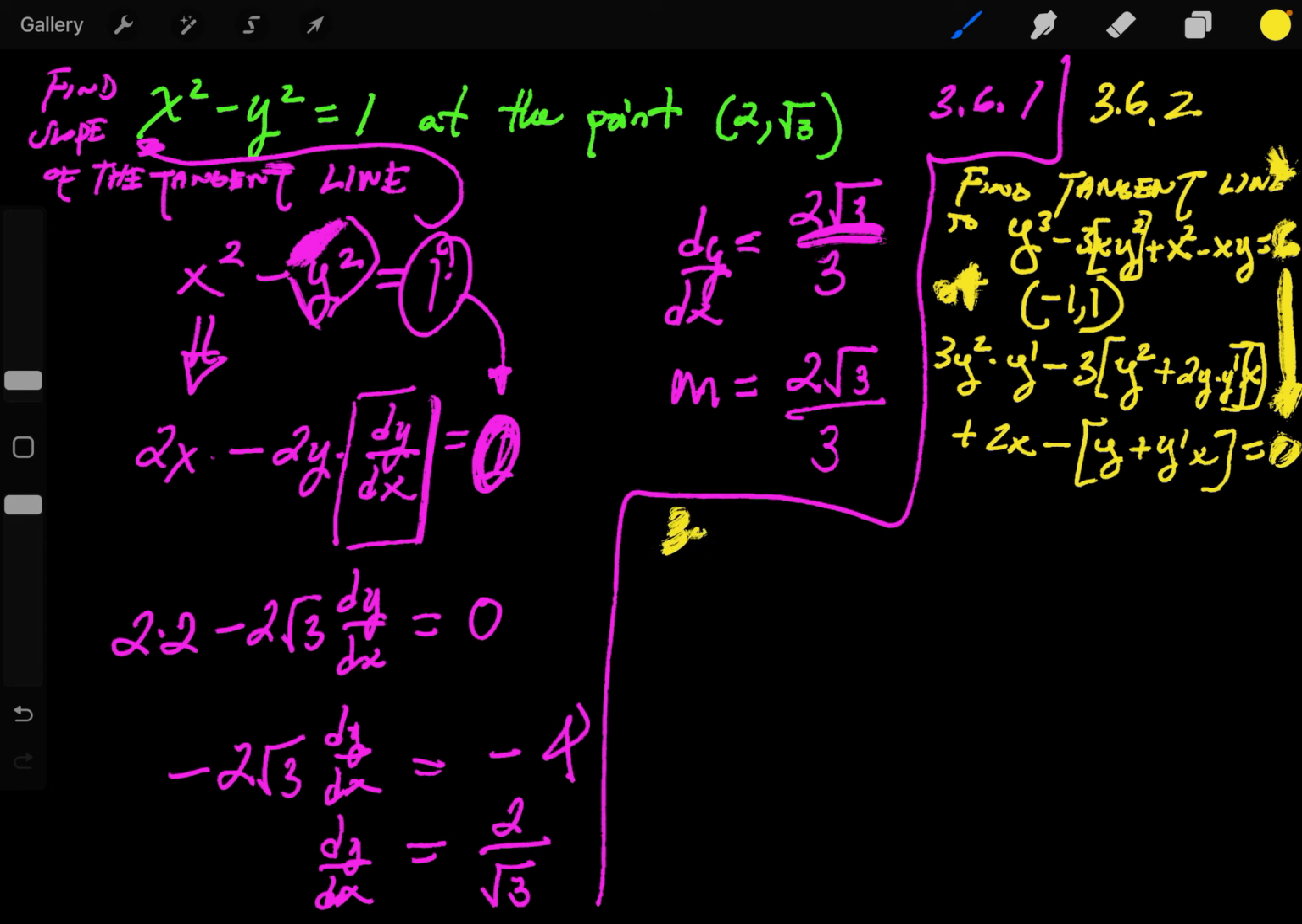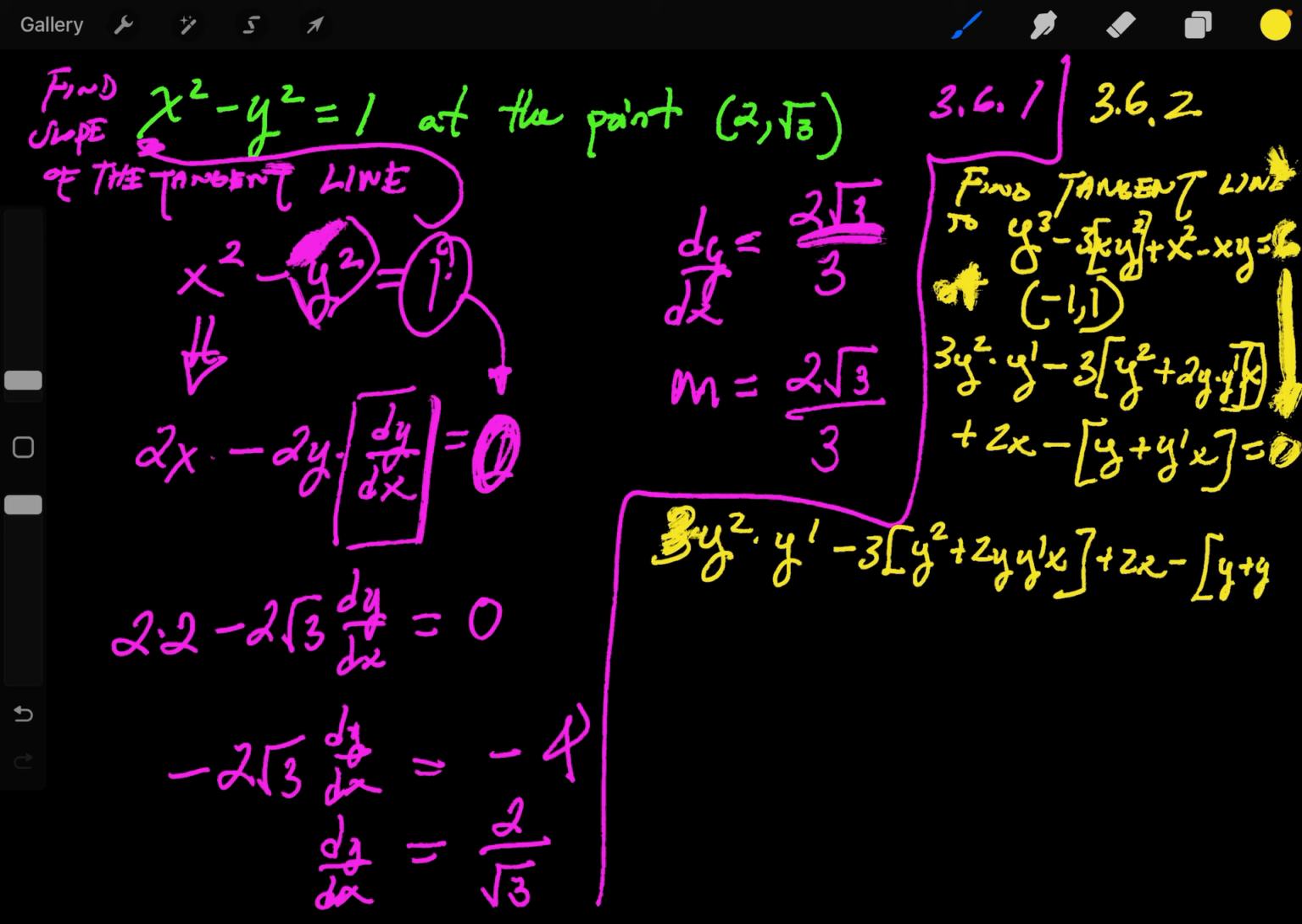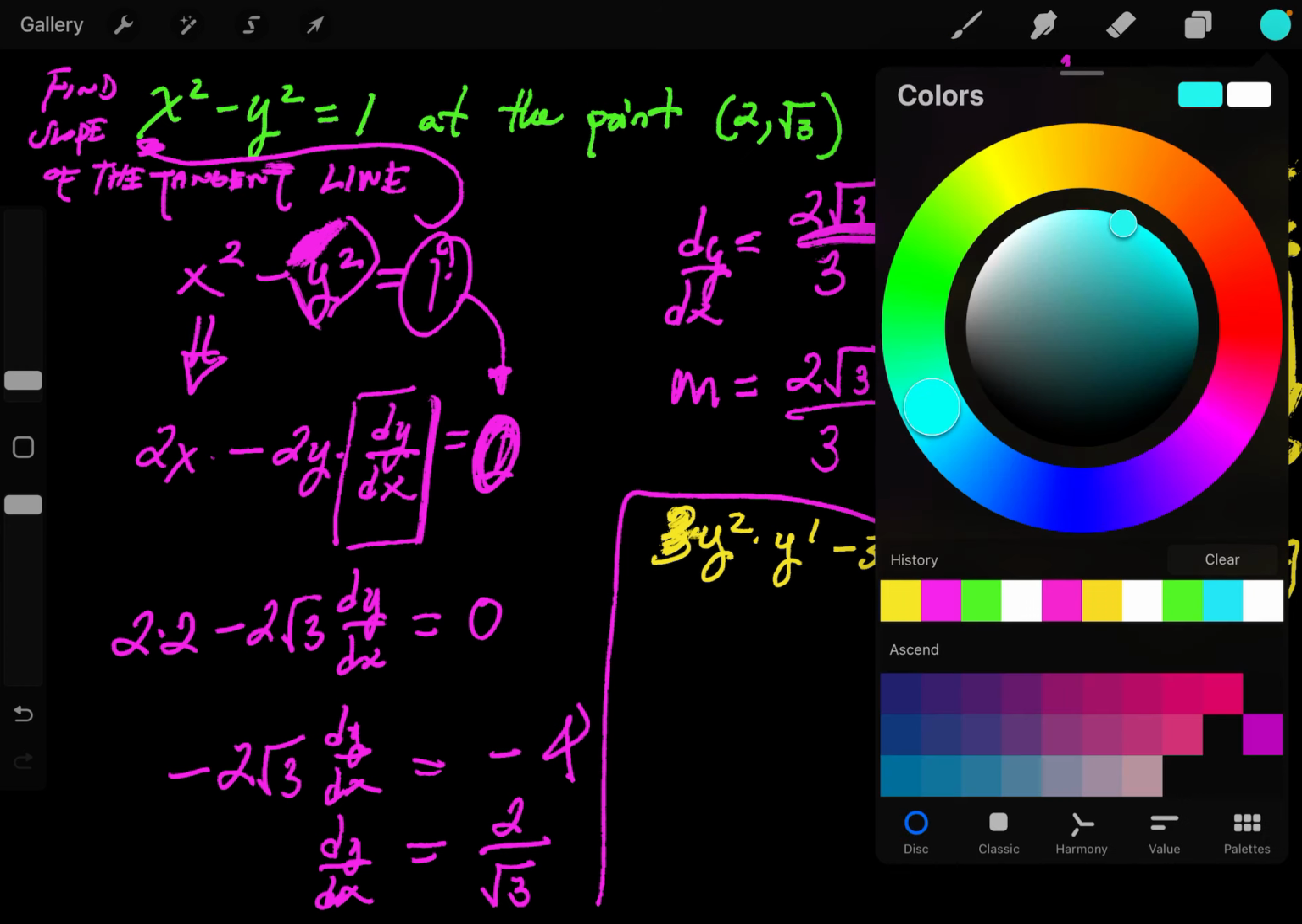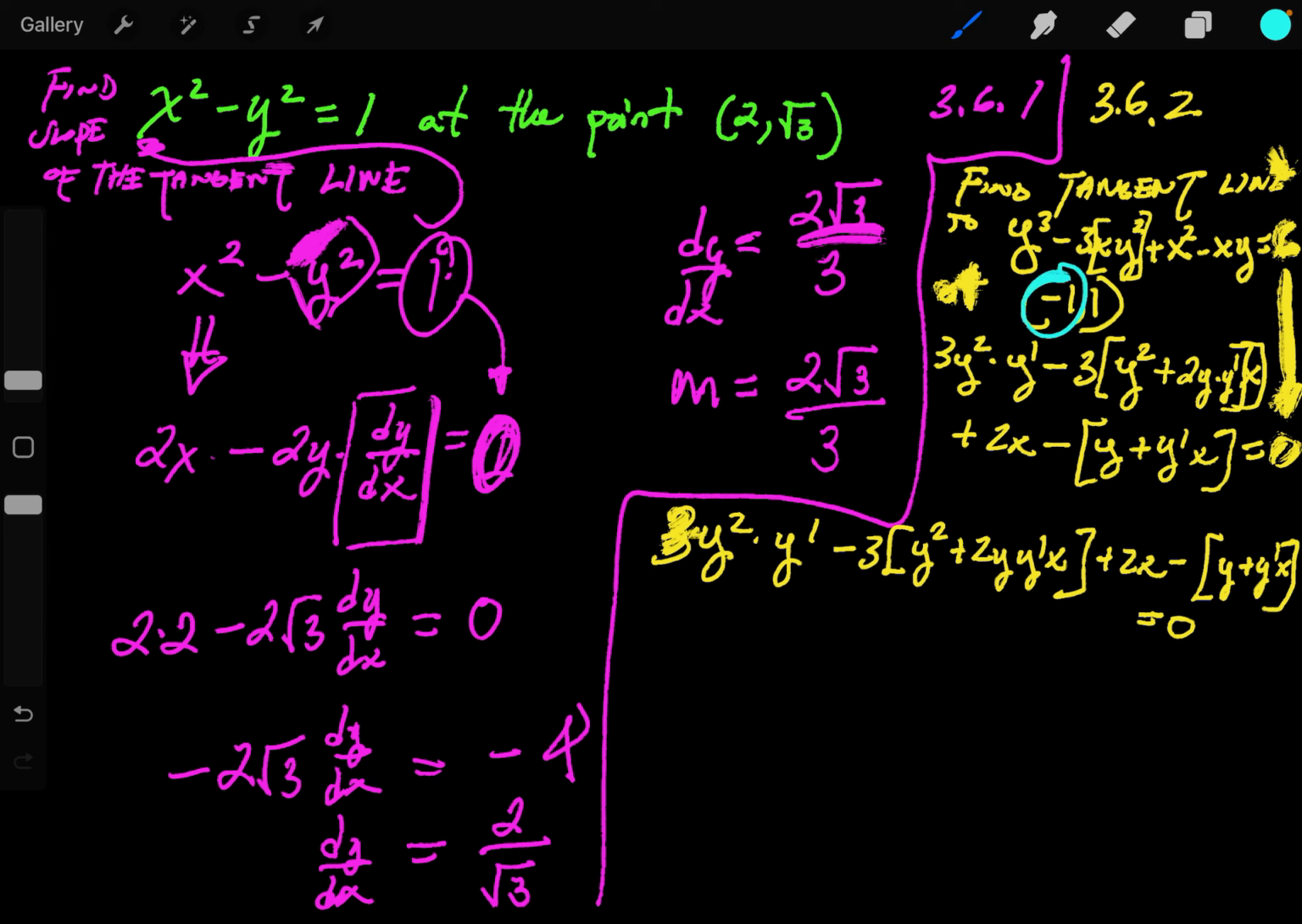I'm going to rewrite it as 3y squared times y prime minus 3y squared plus 2y times y prime times x plus 2x minus y plus y prime times x equals 0, and I'm going to plug in now. So now plugging in, I'm going to get negative 1 is x and 1 is y. So what do I get?